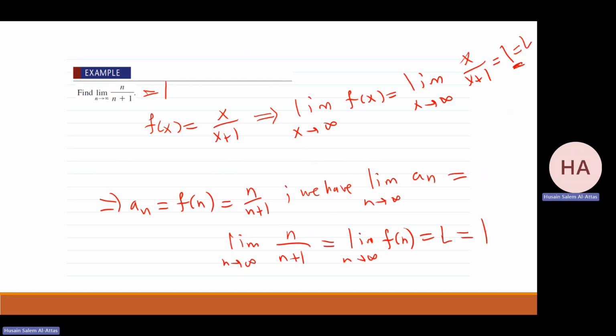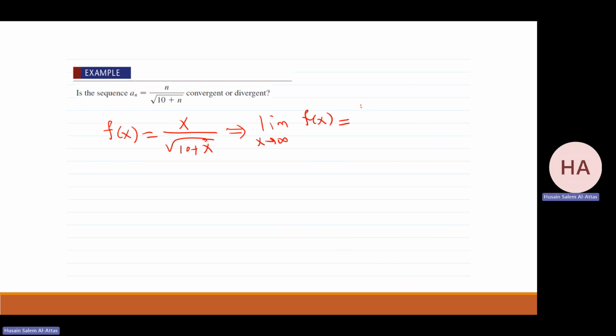This one, converge or diverge? Yeah, so we say converge. If it is equal to a value, then it means converges. So we say this sequence a_n converges to 1. If it is going to infinity or minus infinity or alternates, then we say it diverges.